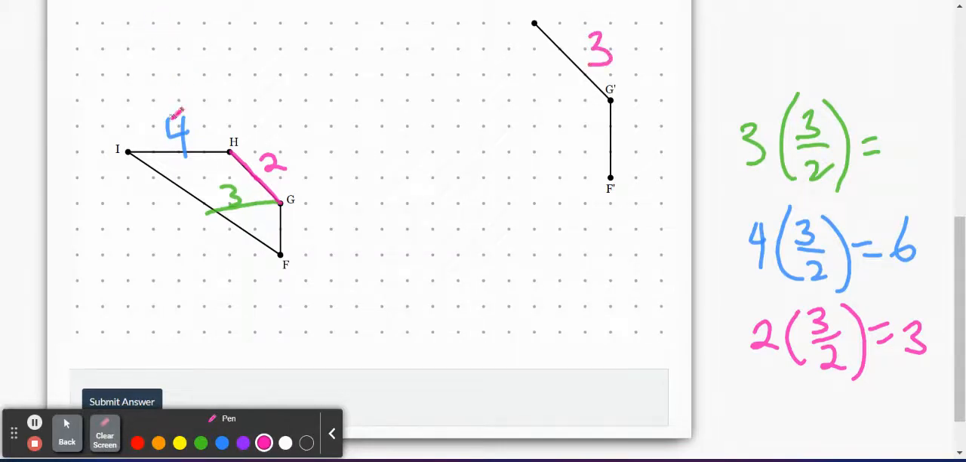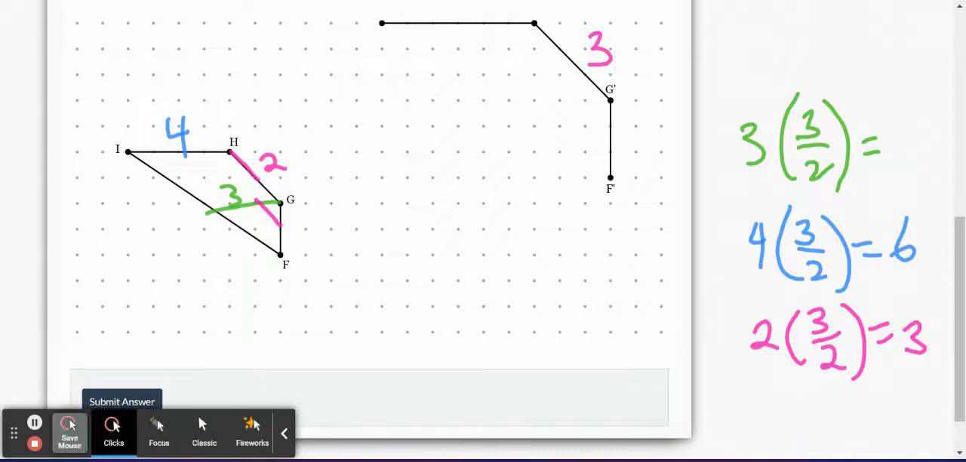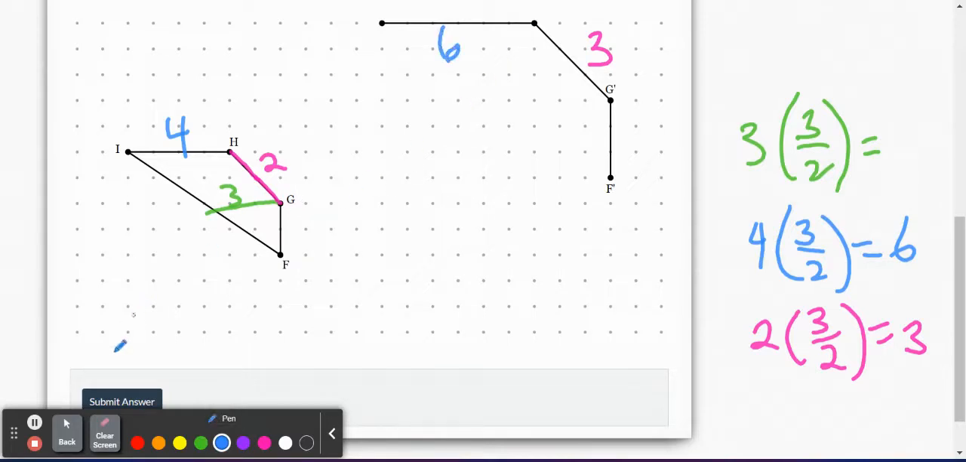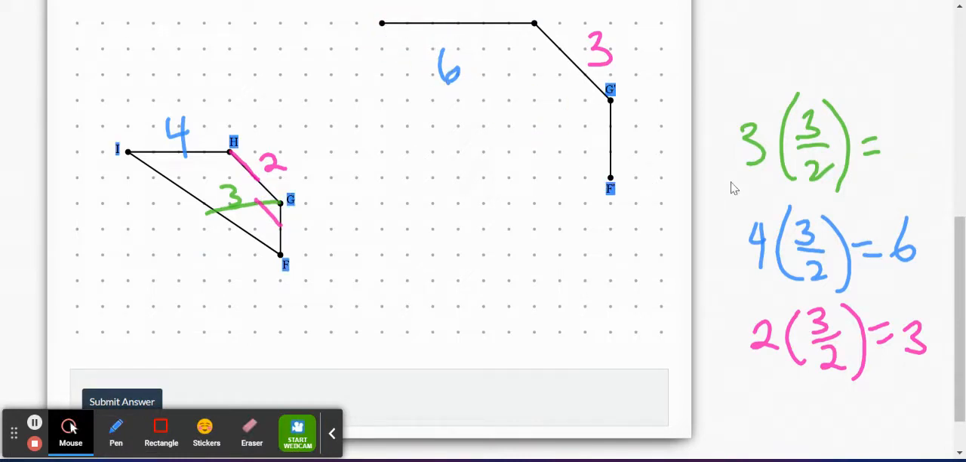And like I said, this one is 4 over here. So I want this to be 6, the corresponding side. So I go 1, 2, 3, 4, 5, 6. There we go. So this is 6. And then I just finish the rest of it off. My mouse is being a little spazzy. It's okay. It'll work. Okay.